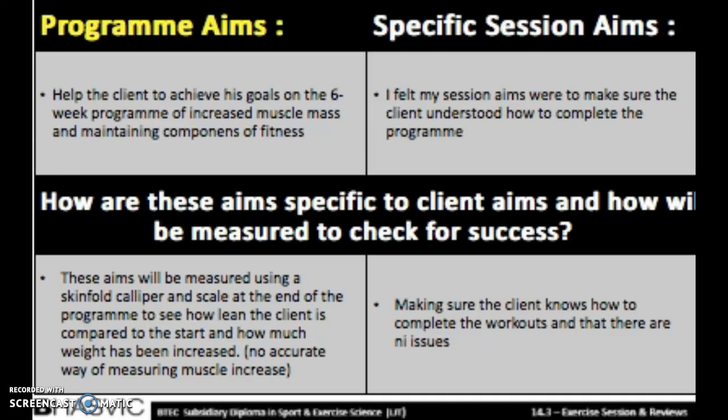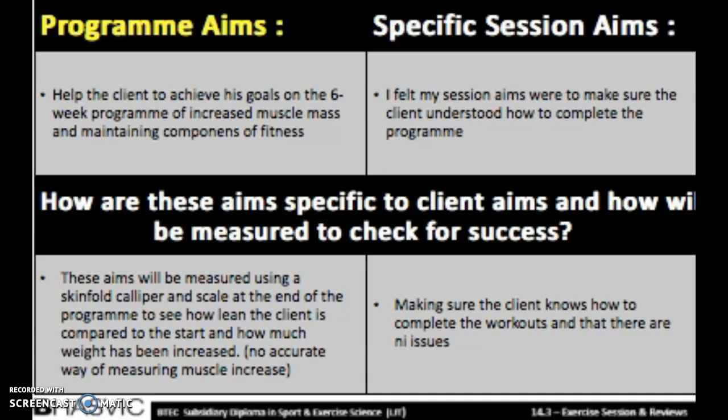For the session aims, I felt my specific session aims were to administer the session and make sure the client understood how to complete an example workout, a warm-up and cool-down that the client should and will be doing every session. I will do this by administering the workout plan to the client, demonstrating the exercise and adjusting the client's mistakes if need be.